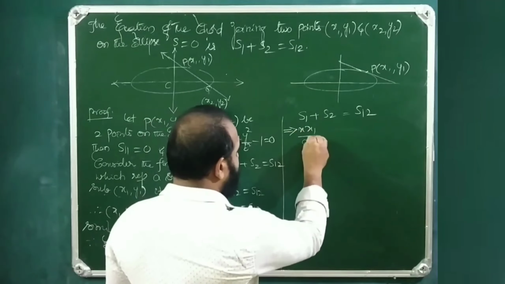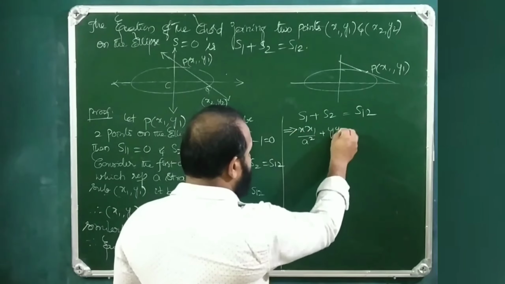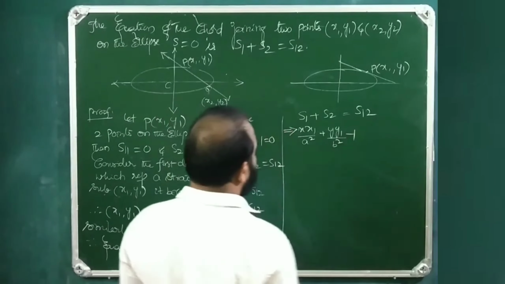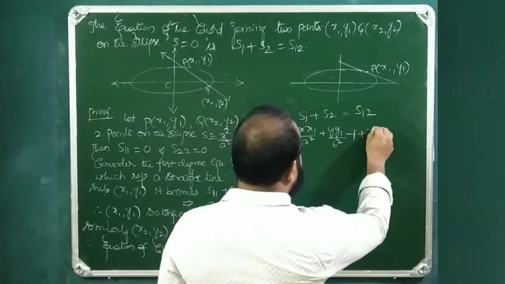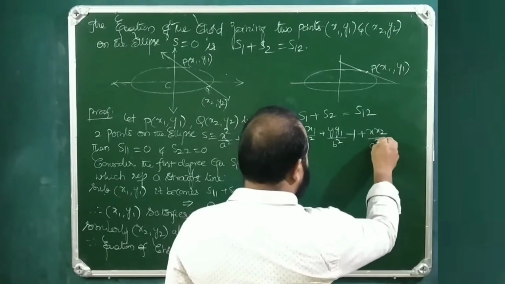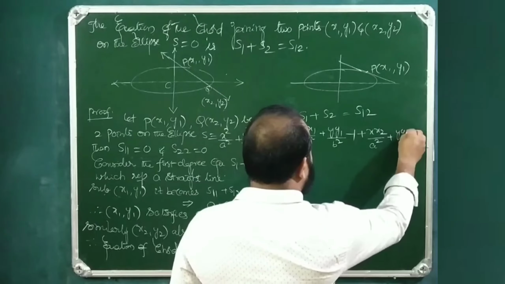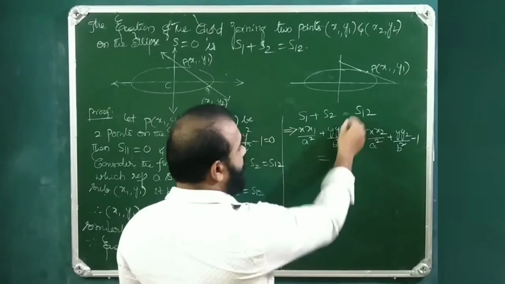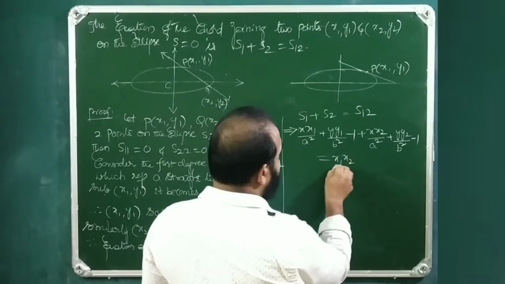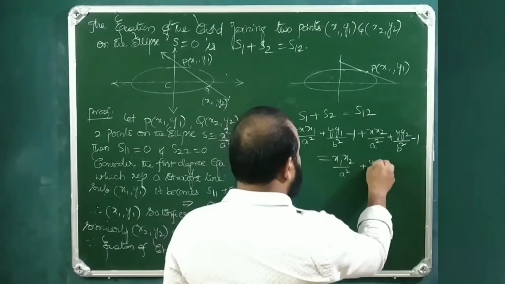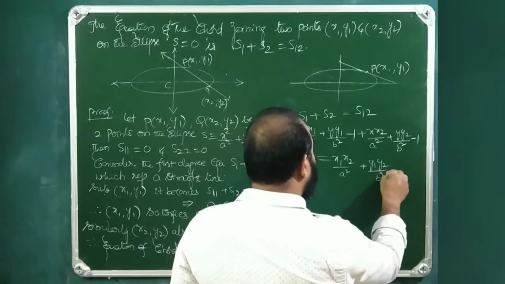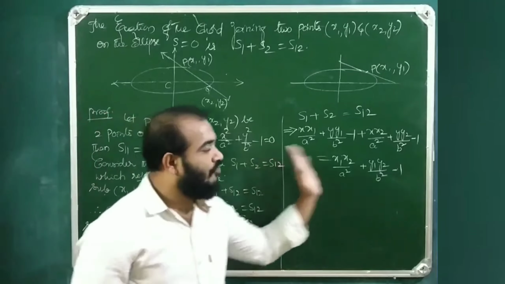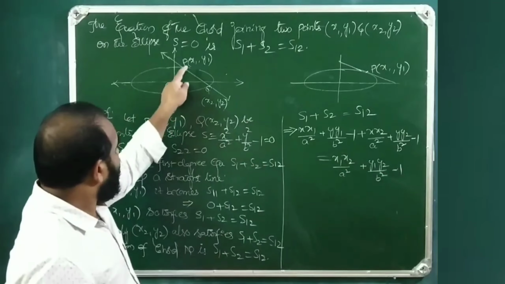S1 is x1²/a² + y1²/b² − 1, plus S2 is x2²/a² + y2²/b² − 1, equals S12, which is x1x2/a² + y1y2/b² − 1. So this is S1 + S2 = S12 in full form.